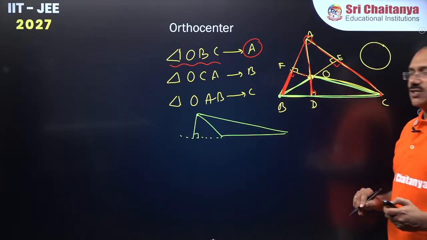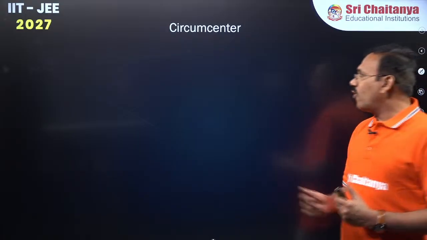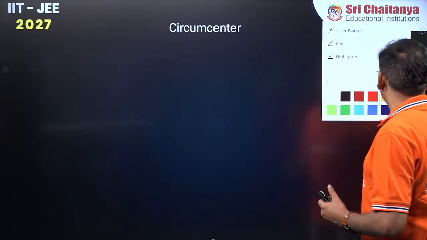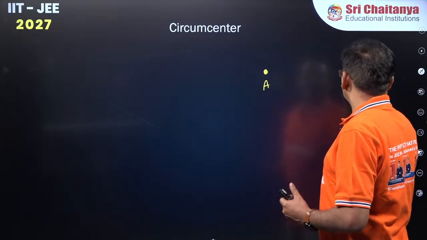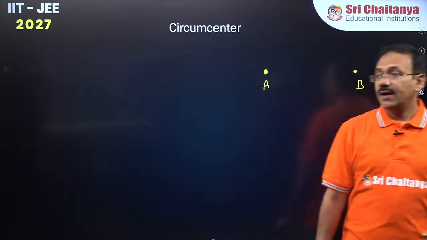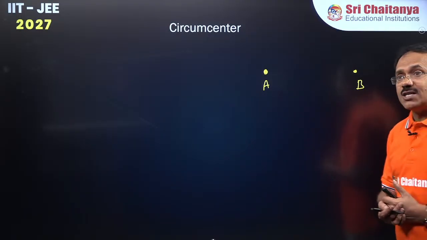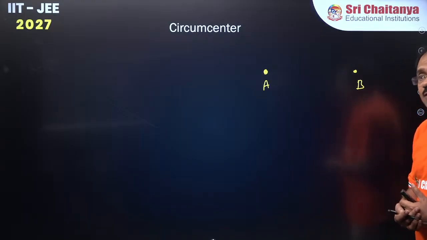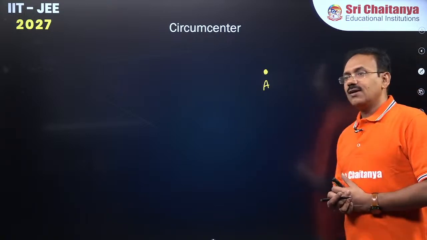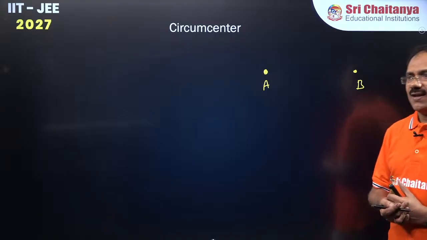Clear? Fine, chalo. Next. A circumcenter is a beautiful one. Circum means outside. Before we go to circumcenter, guys, try to answer my question. A is a point, B is a point. So A and B are 2 points in a plane. How many points will be equidistant to A and B? Can you answer? So what are the points which are equidistant to A and B? Come on, tell me. Can somebody say?